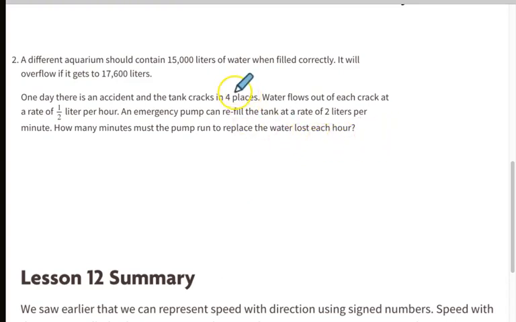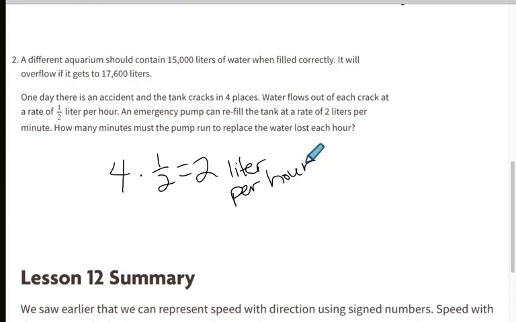Well, we know there are 4 cracks, and each crack flows out at 1/2 of a liter per hour. So 4 times 1/2 means that it's going to be leaking 2 liters per hour. We also know that an emergency pump will refill the tank at 2 liters per minute. So if we notice here, it's coming out 2 liters per hour, but it's being filled back up at 2 liters per minute. So the emergency pump must run about 1 minute every hour, then it would even out.